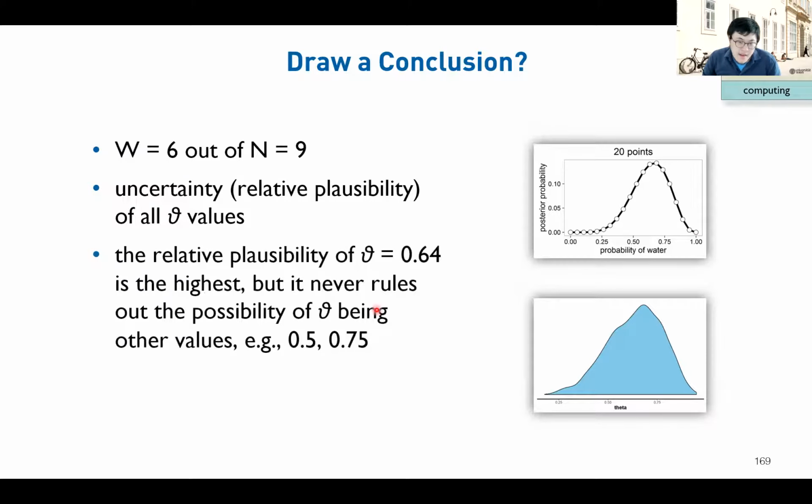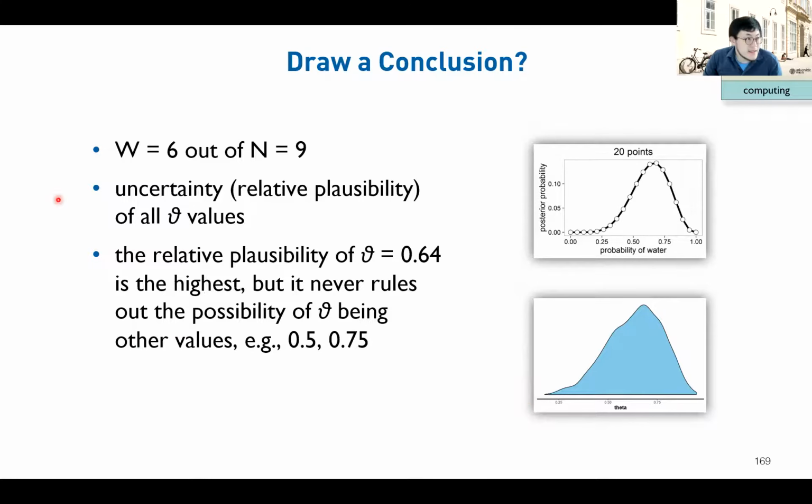So the relative plausibility here is the highest, but it never rules out the possibility of theta being other values. If we have theta equals 0.5 or theta equals 0.75, can we also observe this result? Yes, we are able to observe it, but it is less plausible than this number, okay? So in the end, we have a whole range of thetas.